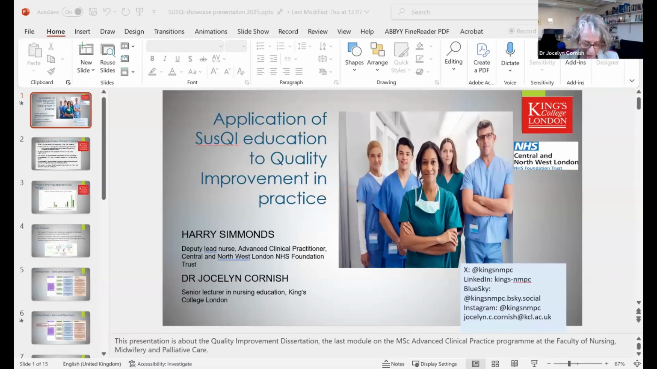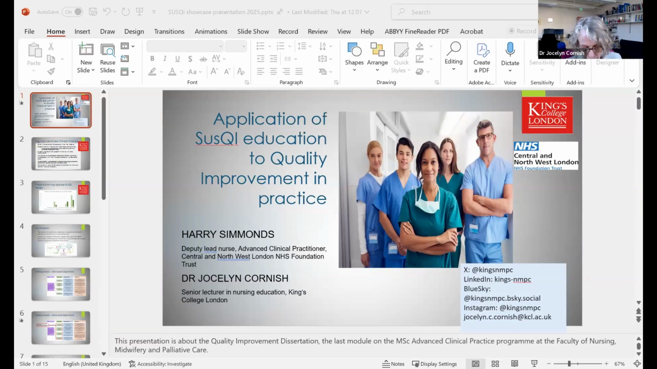So this presentation is about the quality improvement dissertation. It's the last module on the MSc Advanced Clinical Practice programme at the Faculty of Nursing, Midwifery and Palliative Care at King's. I am the module lead for that dissertation module, and I'm going to tell you about the nature of the module and the assessment for it, and the application of sustainability content within the student projects.